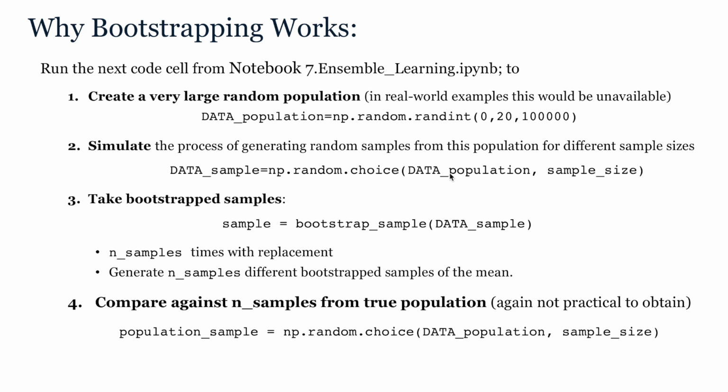Because this is a 1D array, we're able to use NumPy random choice on it directly. Once we've got our data sample, what we need to do is compare the performance of estimating a sample mean by repeatedly taking bootstrapped samples from data sample relative to what we would get if we had the resources to repeatedly take large samples from the full population.